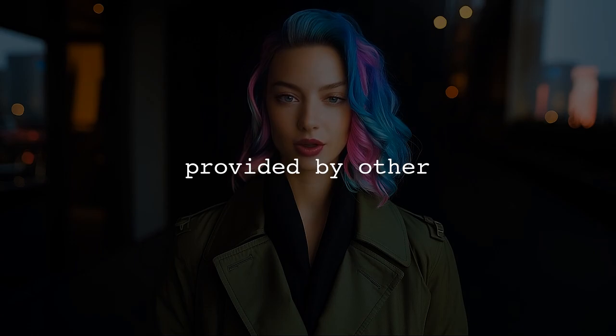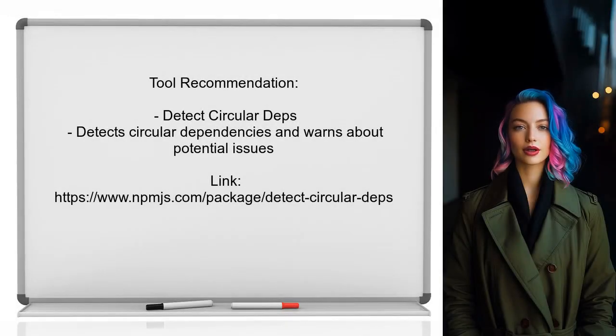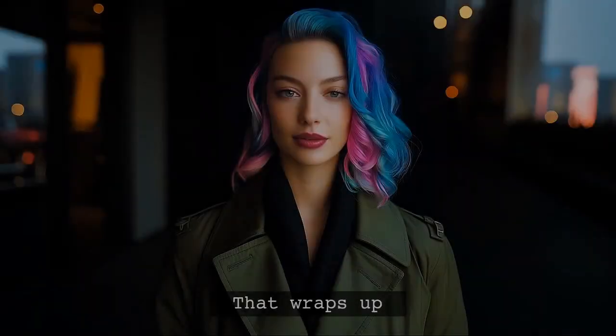Now let's look at the answers provided by other users. Another user suggests using a tool called Madge to detect circular dependencies. However, they note that it only identifies these dependencies without indicating if they cause issues in your application. They also created a tool called Detect Circular Deps, which not only finds circular dependencies, but also warns you about the problems they may cause. You can find it on npm. That wraps up that answer.